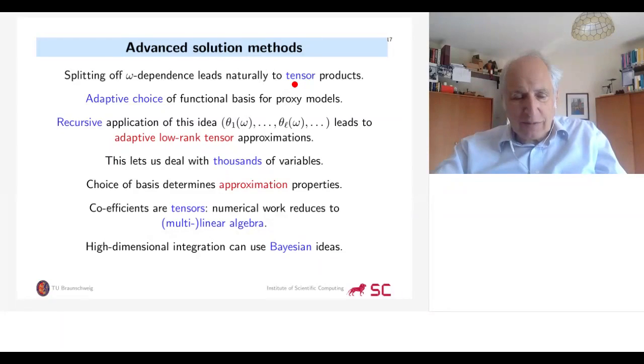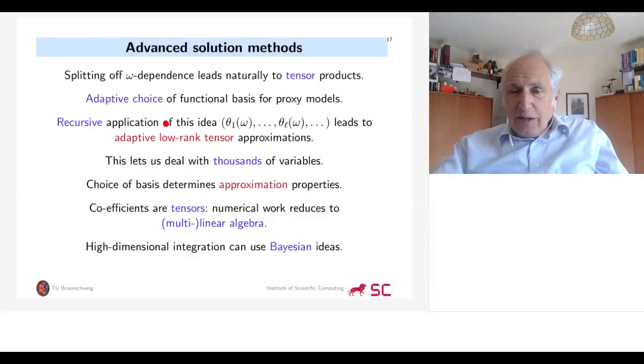If we had a random field, there was an associated random linear mapping. And this linear mapping was factorized by the singular value decomposition, and this led to tensor products.